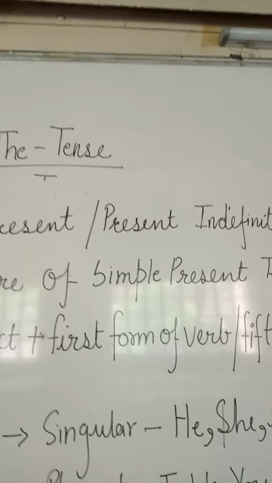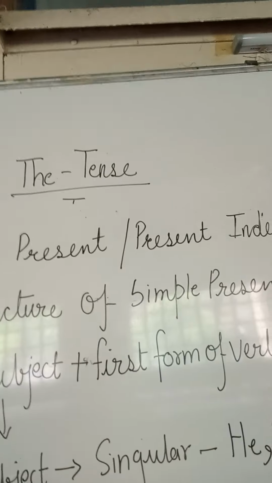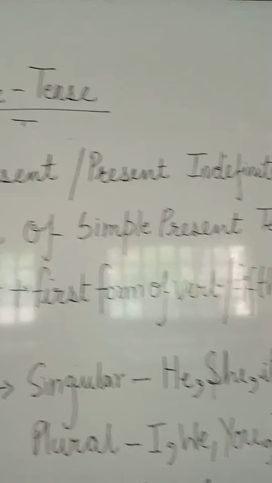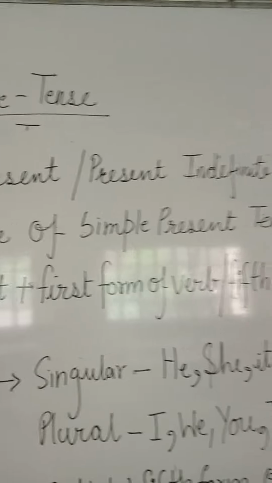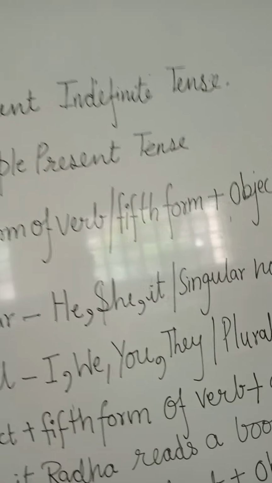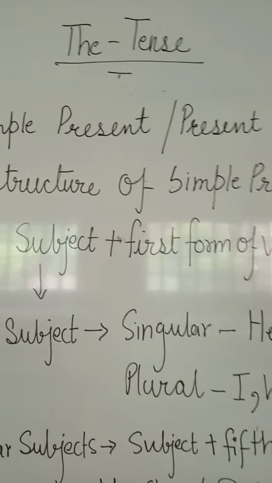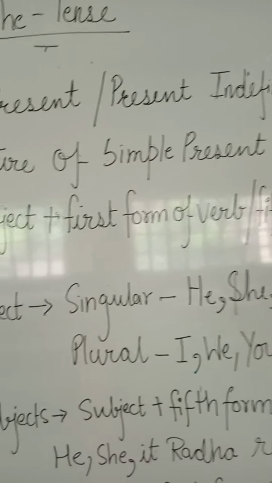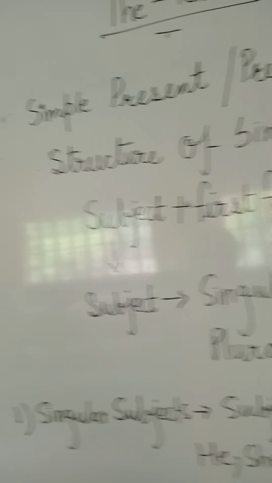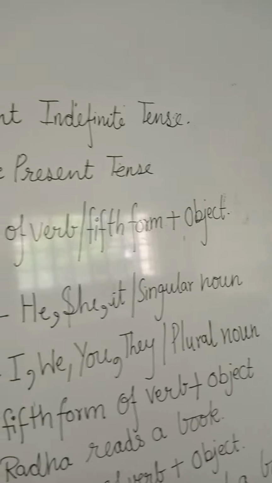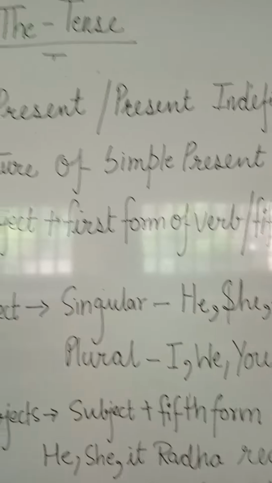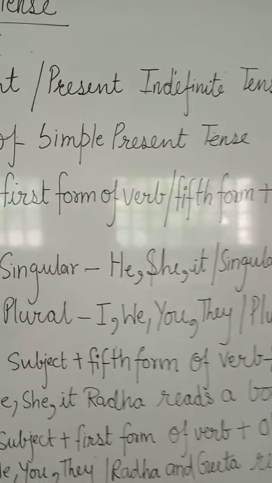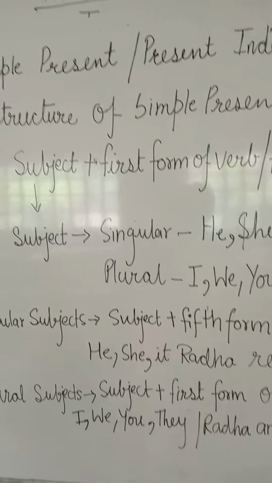In the previous video I told you where we use the simple present or present indefinite tense. We use simple present or present indefinite tense to show our habits, to tell about universal truths, and to tell about things which are going to happen in the future, meaning future events. So children, today we will discuss the structure of simple present tense.